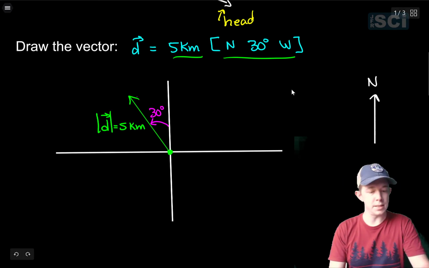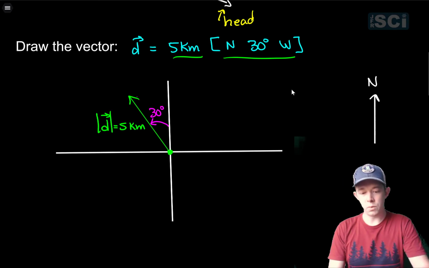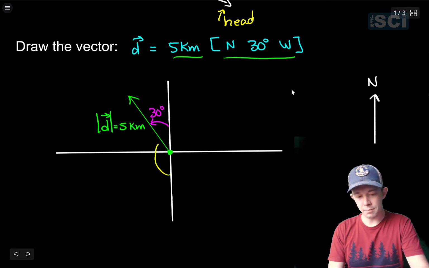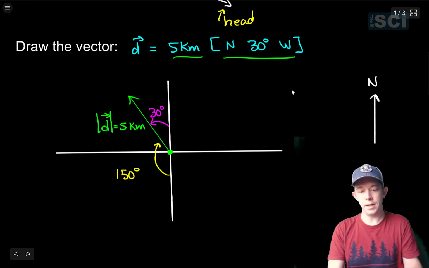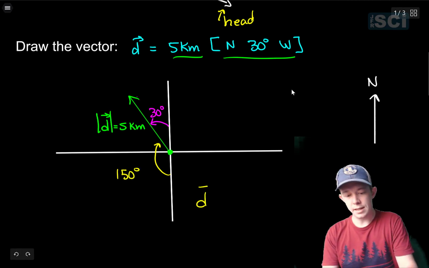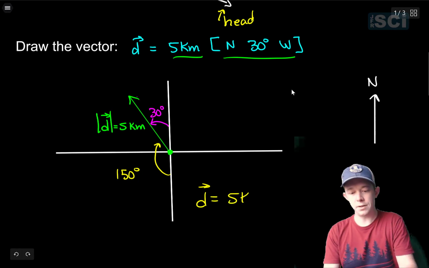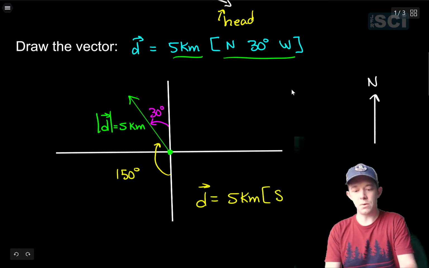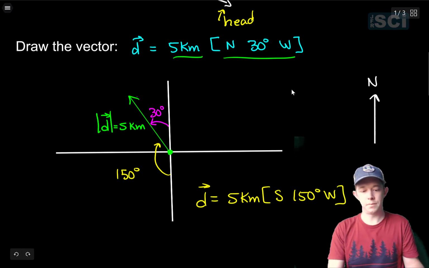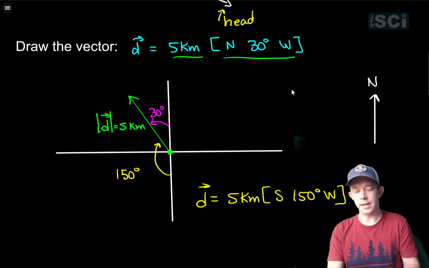And what I mean by that, let's see. Let's say I started pointing south. So I could rotate south and come this way by 150 degrees, right? So I could have said D is also equivalent to 5 kilometers south, 150 degrees west. I could have rotated in that direction.